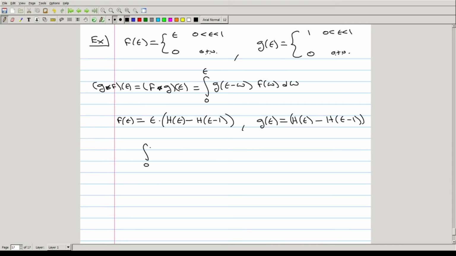And so the integral from 0 to t of g of t minus w times f of w is just the Heaviside step function of t minus w minus the Heaviside step function of t minus w minus 1, times f of w, which is w, times the Heaviside step function of w minus the Heaviside step function of w minus 1, dw.